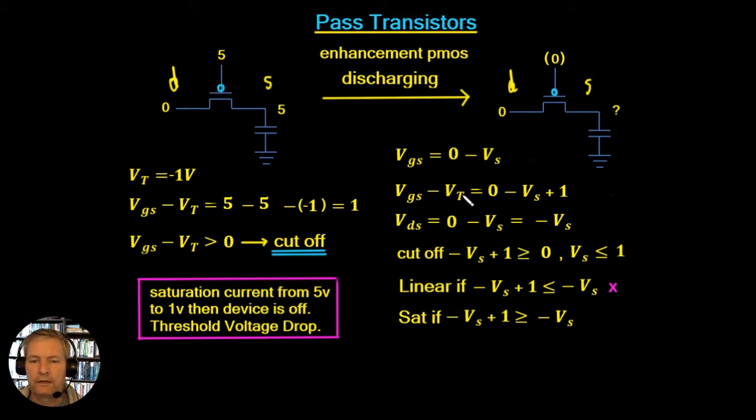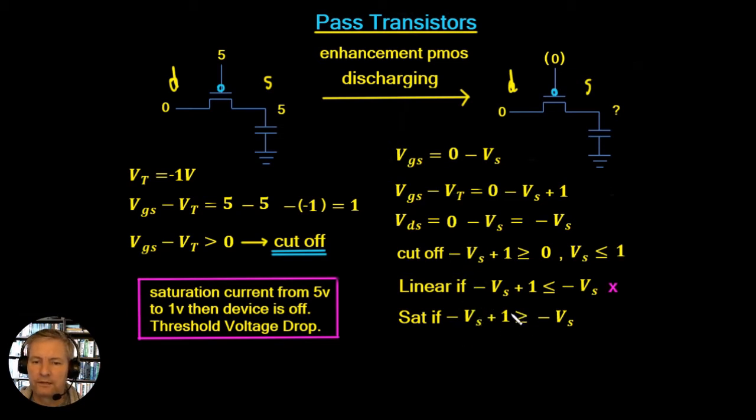If the VGS minus VT is less than or equal to VDS, so that's going to be minus Vs plus 1, is less than or equal to VDS. Now the VDS, remember, is minus Vs, so this is the equation here. So we could take this minus Vs across, becomes plus Vs, and that says it's in the linear region if 1 is less than or equal to 0. So 1 is not less than or equal to 0, so it is not in the linear region, so it never enters into the linear region. Now if we check the saturation region, again we're checking to see whether VGS minus VT in this case is greater than or equal to VDS.